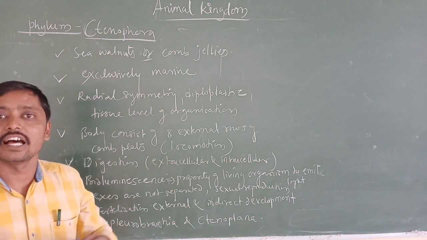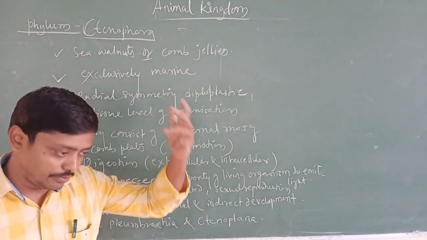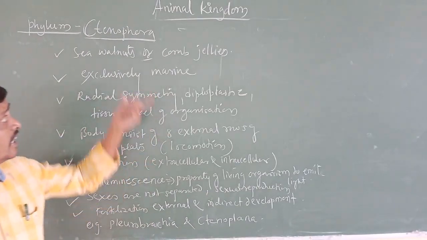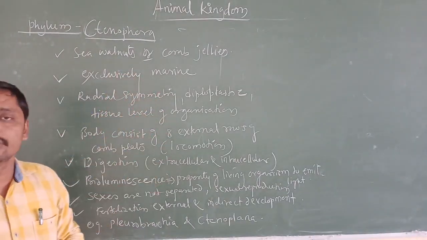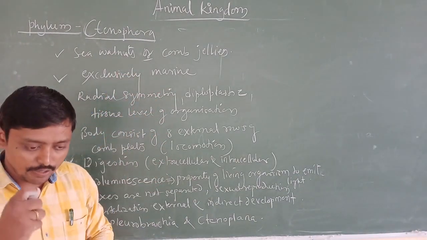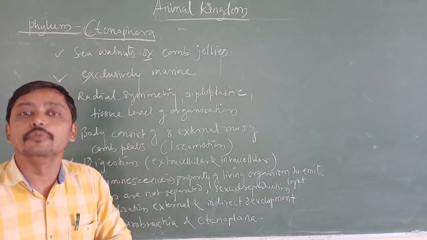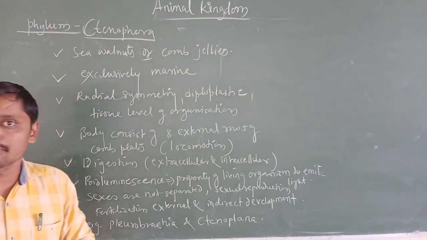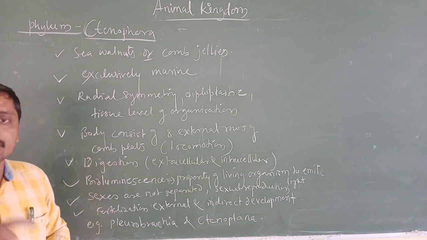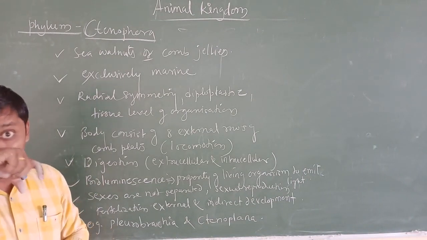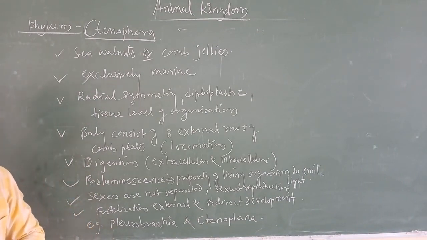I have not given them separately, but when we studied the general characters, we mentioned them: Hydra, Obelia, Aurelia. Understood? Those are the examples. Once again, write down the scientific name as well as the common name for them. That is the homework for you.